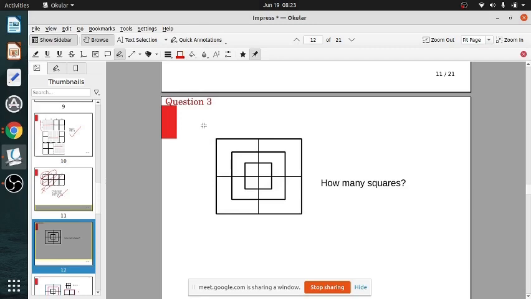Here, then how will you count? Nidhi, can you tell me how many squares are there? Sir, please tell again. How many squares are there? 3 squares.